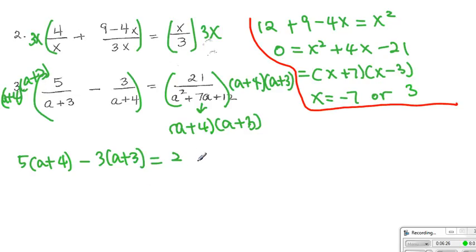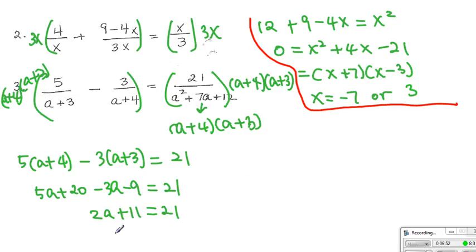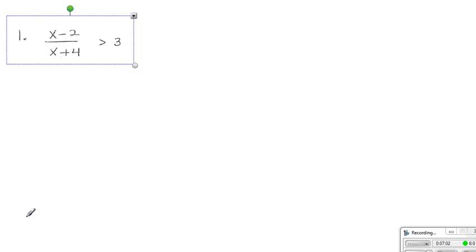Equals 21. Then here we end up having 5a plus 20 minus 3a minus 9 equals 21. Then we realize that 2a, by subtraction, and this one would be plus 11 equals 21. Then when you solve this, 2a must be equal to 10. Therefore, a must be equal to 5. All right, let us move on to the next question.